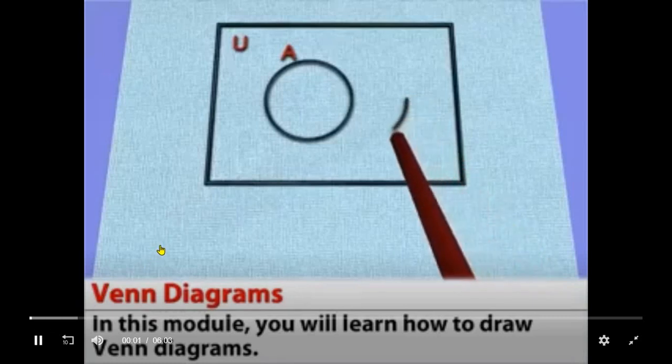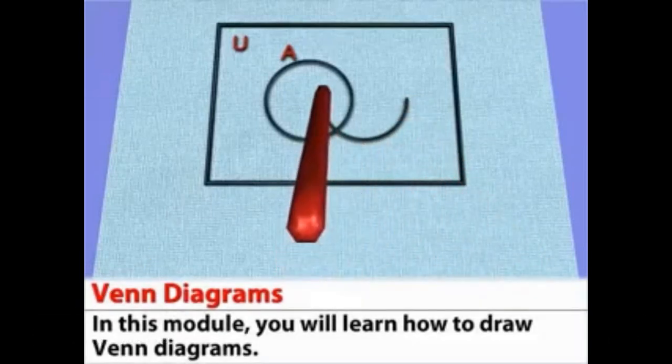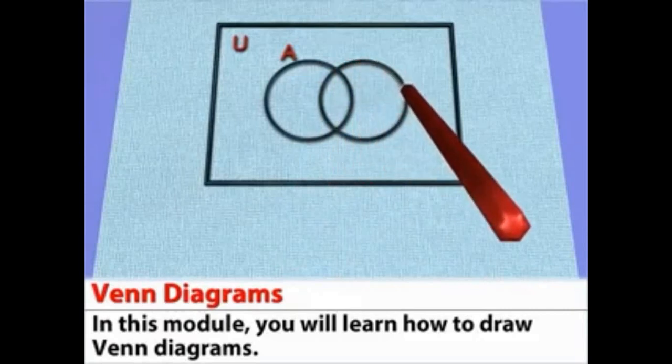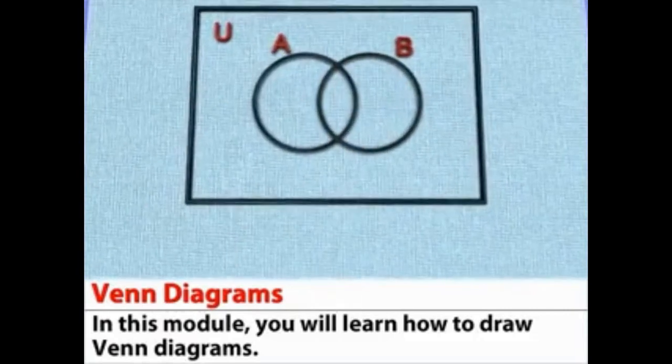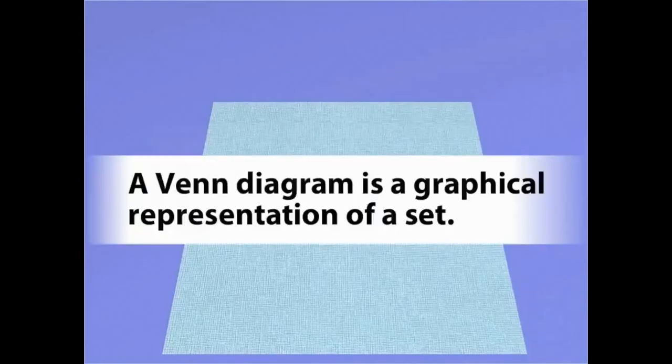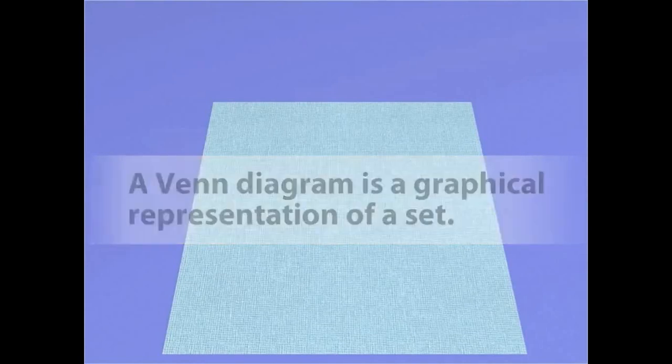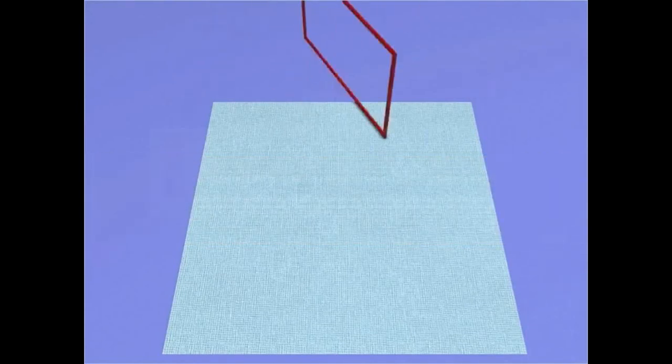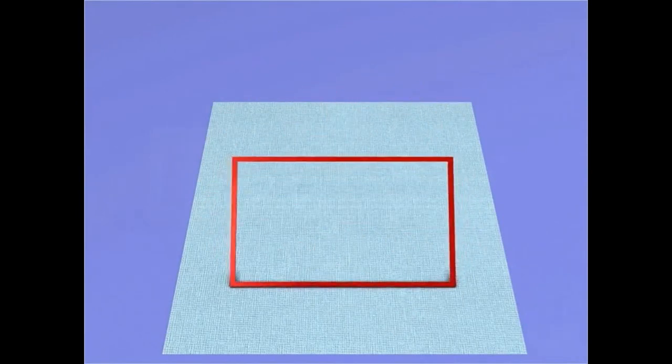Venn diagrams. In this module, you will learn how to draw Venn diagrams. A Venn diagram is a graphical representation of a set. In a Venn diagram, a universal set is usually represented by a rectangle.